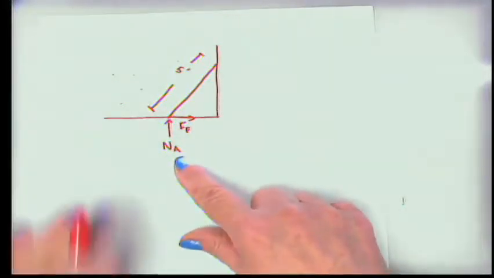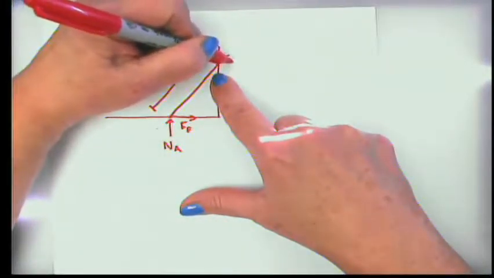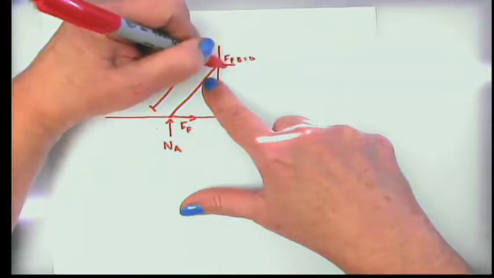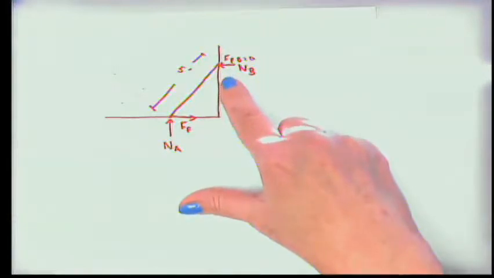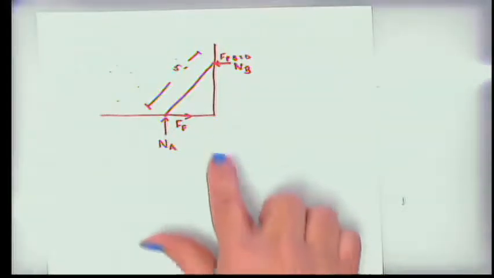Now here at the top, we don't have any friction. So I can say the force of friction here at B is equal to 0. But we still have a normal force acting here at point B. And since this surface is vertical, the normal force here is going to be horizontal. And here it'll be the opposite.